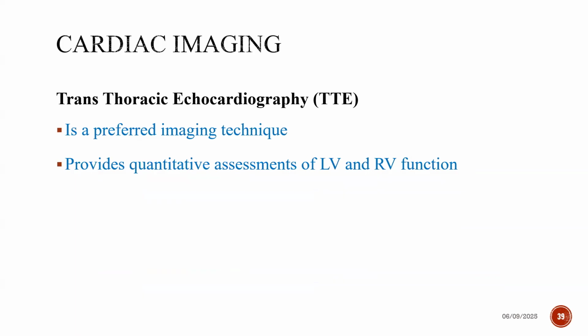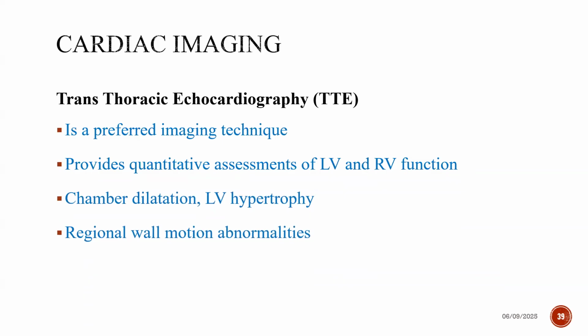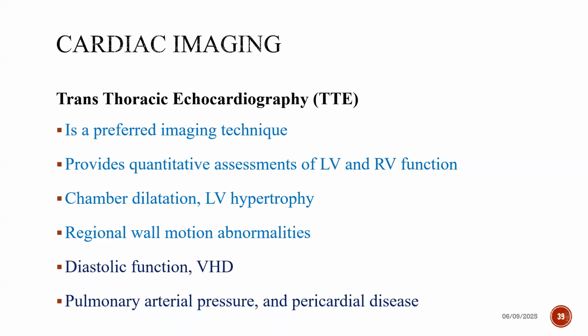And this provides quantitative assessments of both the left and the right ventricle. It also gives information on whether there's any chamber dilatation, whether there's hypertrophy. Echo also helps in identifying wall motion abnormalities. Again, it can also help to pick up diastolic dysfunction if present, as well as valvular heart disease. It can also help to measure the patient's pulmonary artery pressure, since some of the chemotherapy drugs can cause pulmonary hypertension.